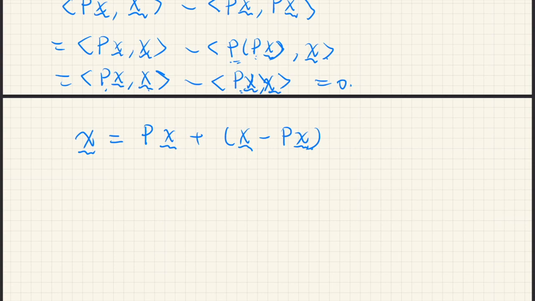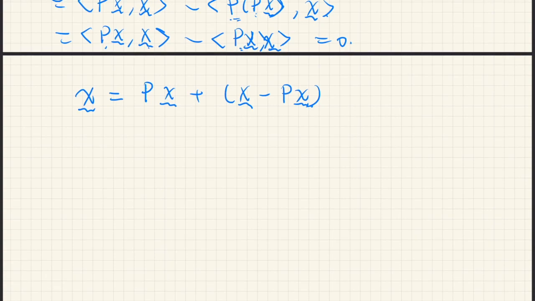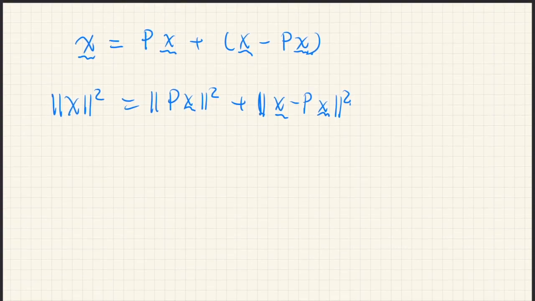As trivial as it seems, this has an interesting consequence. That is the Pythagorean theorem. So let's write it down. x norm squared is equal to px norm squared plus x minus px norm squared. So what this implies is this.